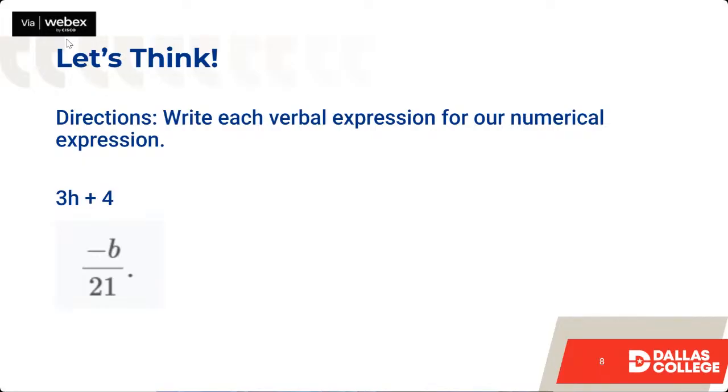So Jennifer says 3 times a number h plus 4. 3 times h increased by 4. Natalia, Isabel says 3 times h plus 4. Anybody else? You can also start dropping what you have for the second one. 3 times a number plus 4. 21 divided by a negative number.